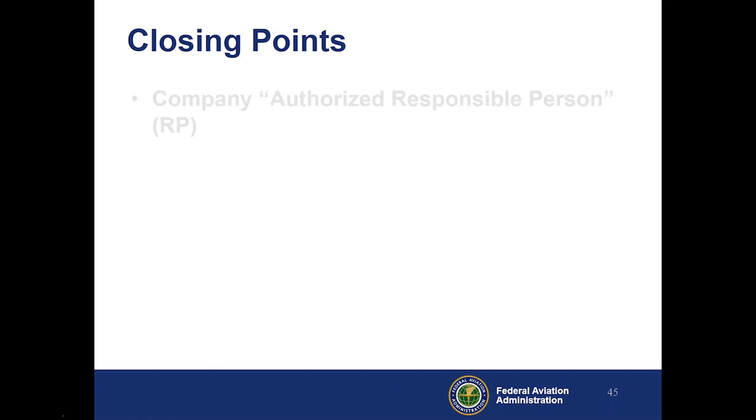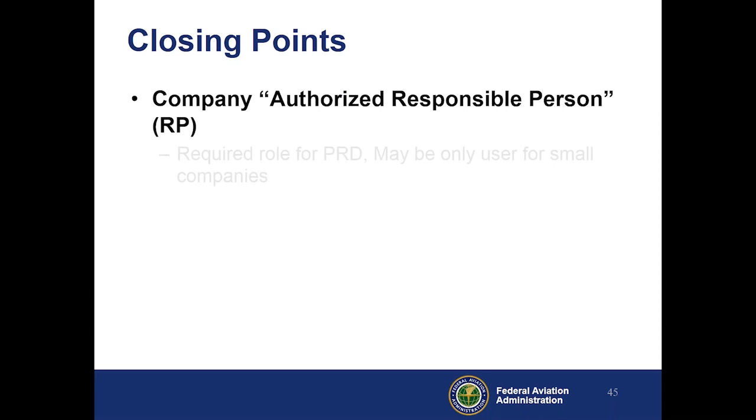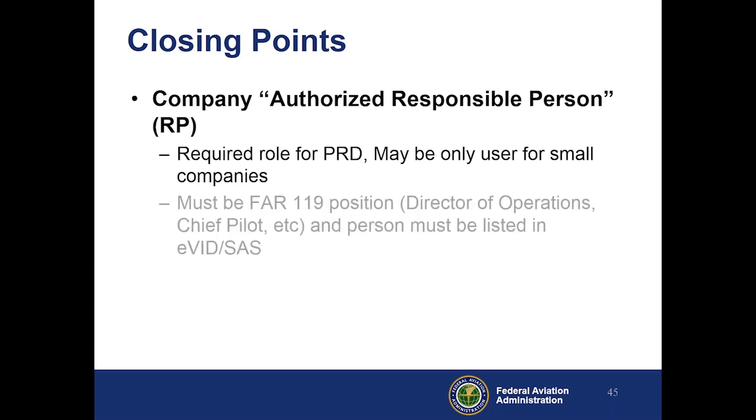So now I do want to go over some closing points. We're kind of wrapping up here a little bit, but there's some really important points here I want to make clear. So remember about the authorized responsible person. This is the only required role that you have to have if your company wants to participate in PRD. At some point, once we get rid of our beta tag, PRD will be the only way to retrieve FAA records.